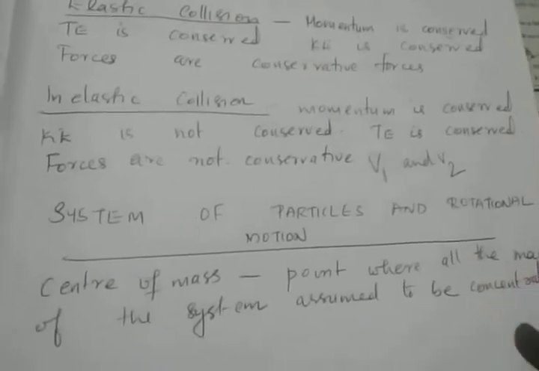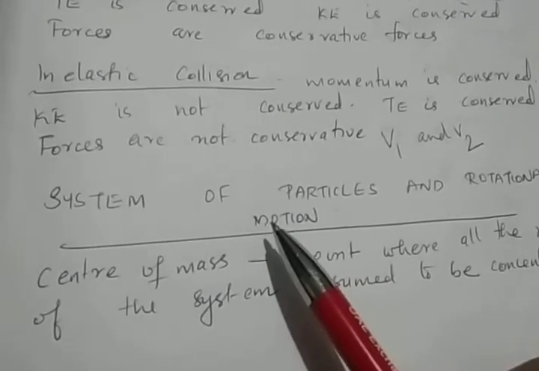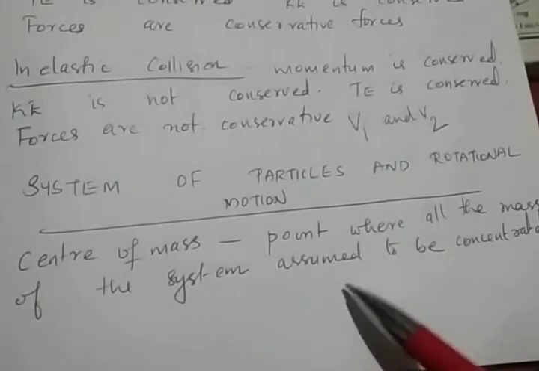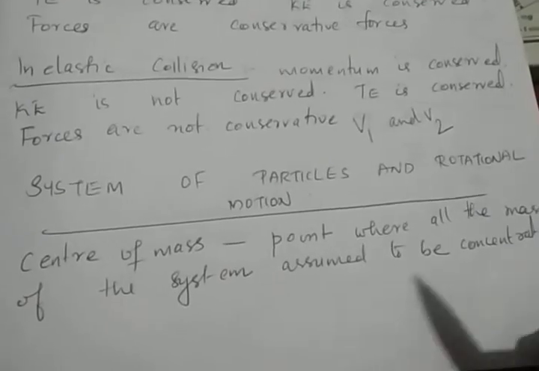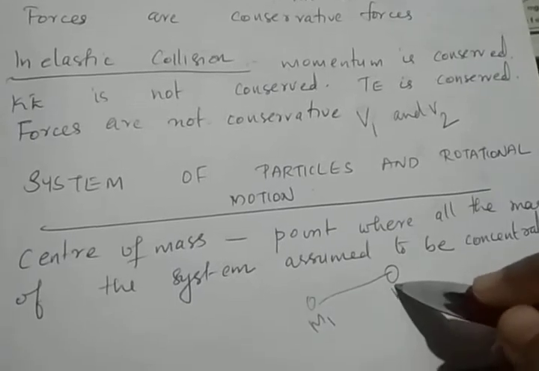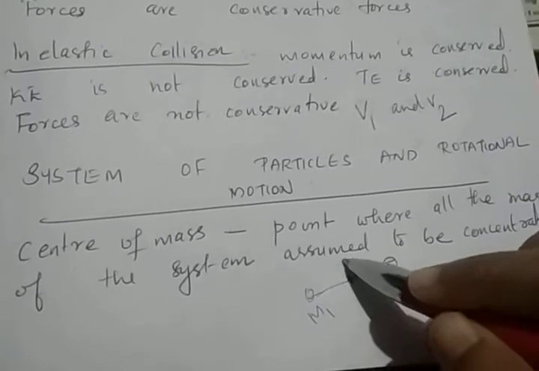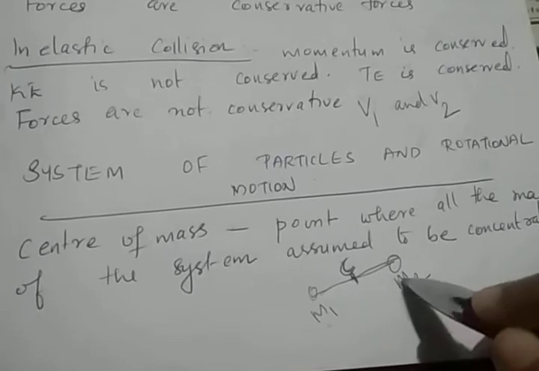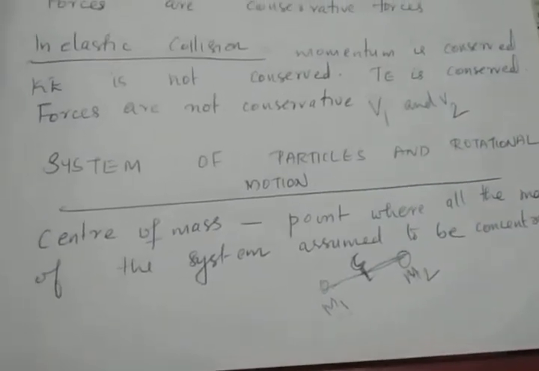The next chapter is system of particles and rotational motion. There we are studying the most important concept, center of mass. What is center of mass? Center of mass is a point where all the mass of the system is assumed to be concentrated. If we consider a two particle system, suppose the mass of first body is m1, mass of second body is m2, then the center of mass of this two particle system will be somewhere here. At this point, the whole mass of the system, that means the masses of these two bodies, is assumed to be concentrated. So that is center of mass.